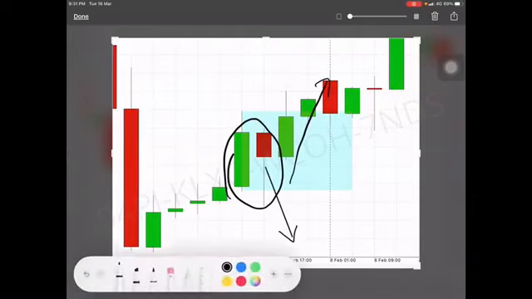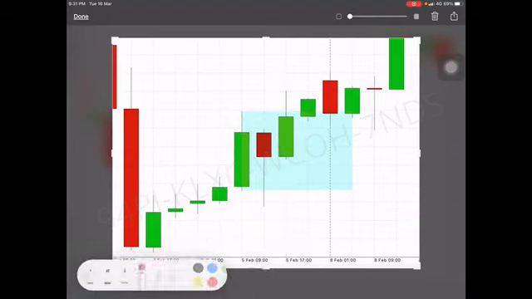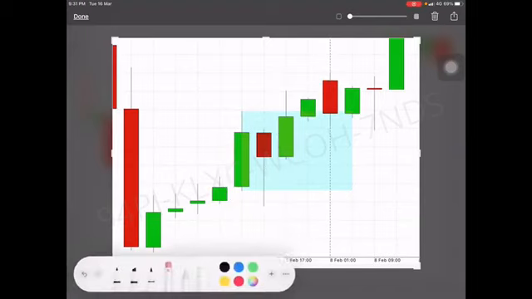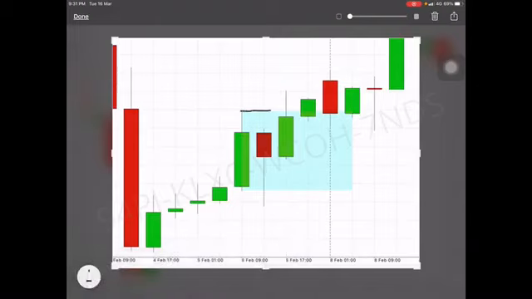Why? Because if you look closely at the marking, you will see that the upper part of the shadow has not been consumed completely. The lower shadow has been consumed, the body has been consumed, but not the upper shadow. Do you understand? That's why this is called high risk. High risk means that zone is most likely to be broken. It's not a strong zone. Do you have any questions on this one?